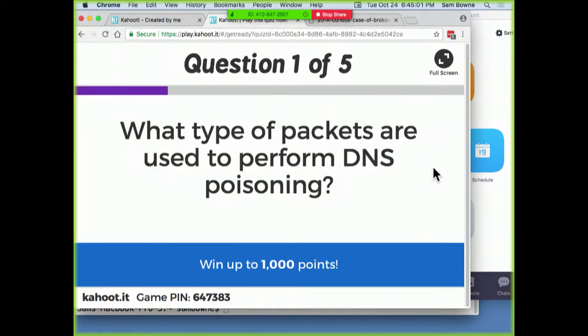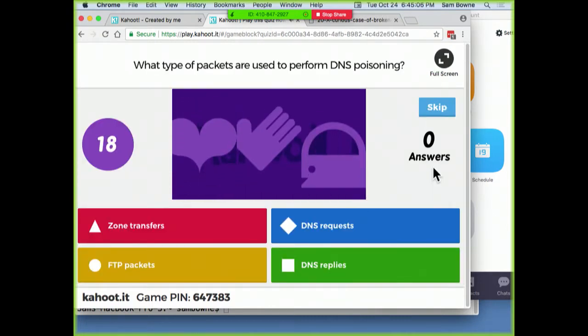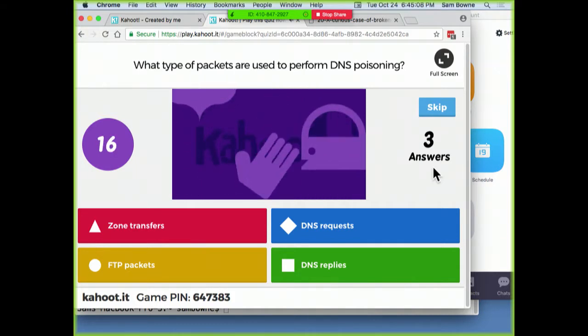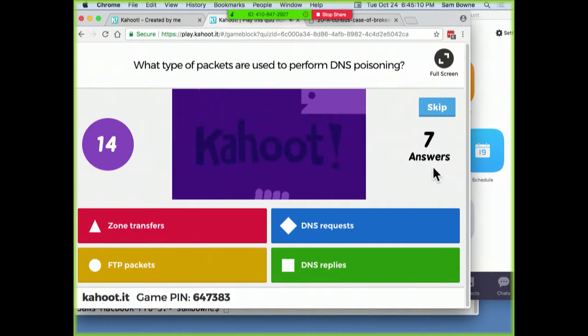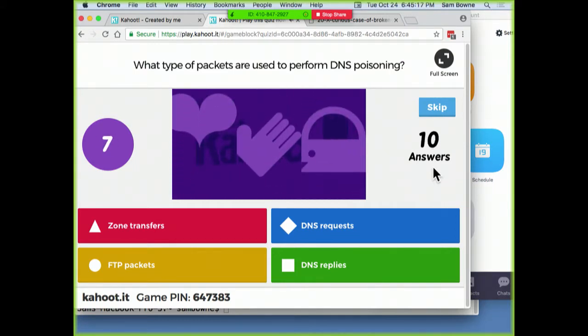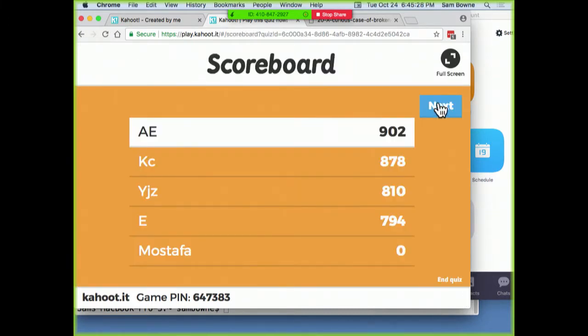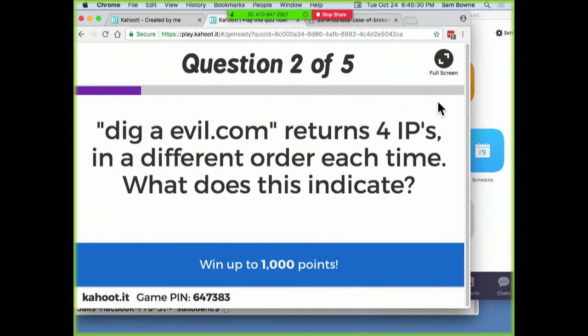Okay, what packets are used to perform DNS poisoning? All right. The replies are what poisons the server. The request isn't important, it's the replies where you trick it into believing a lie that you tell it instead of a legitimate reply.